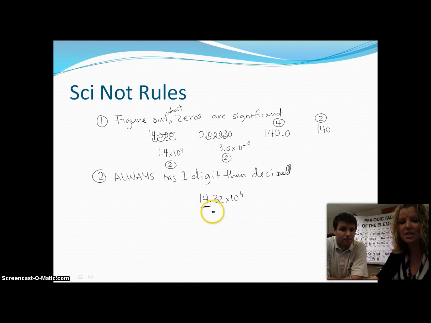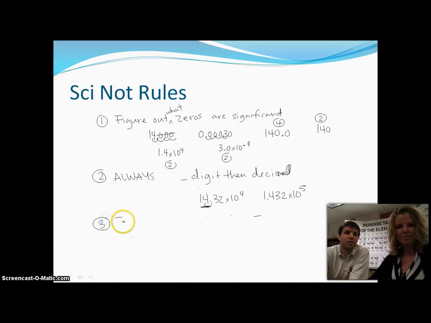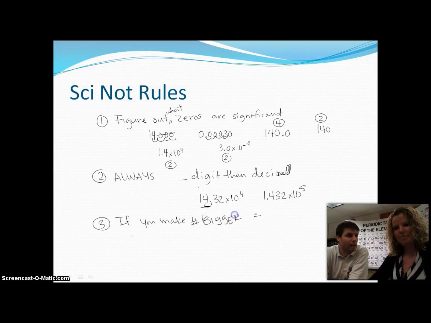Sometimes it's easy to do because we're doing a calculation. You might get 14.32, and then you get 10 to the 4th, but then we have to move it. So you would have to move this over 1, and then it would be 1.432 times 10. Since you made this number smaller, you got to make this one bigger. So then it would be 10 to the 5th, which is our next rule. Our third rule is if you are making the given number bigger, the exponent is negative. If you make the given number bigger, the exponent is negative.